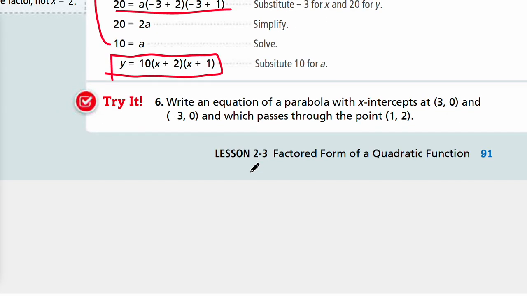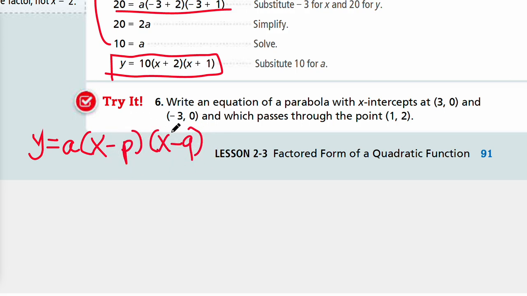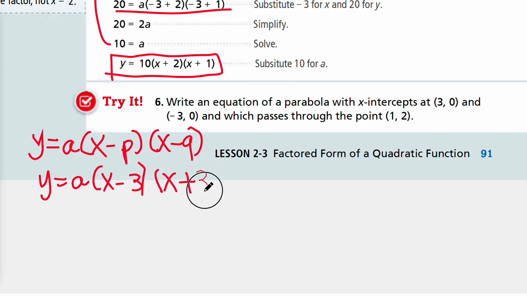Okay, are we ready for answers? What's the first step? You write the general equation of the factored form: a times (x minus p) times (x minus q). Then you plug in your zeros: y equals a times (x minus 3) times (x plus 3). And then you substitute your last point, (1, 2), and figure out a.